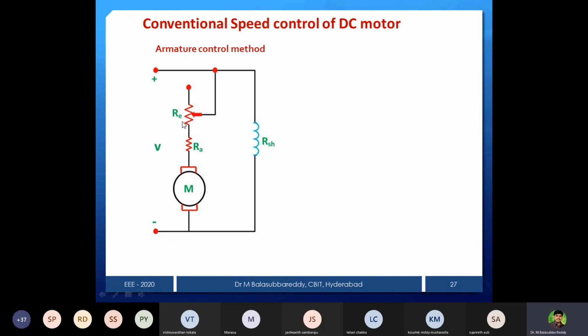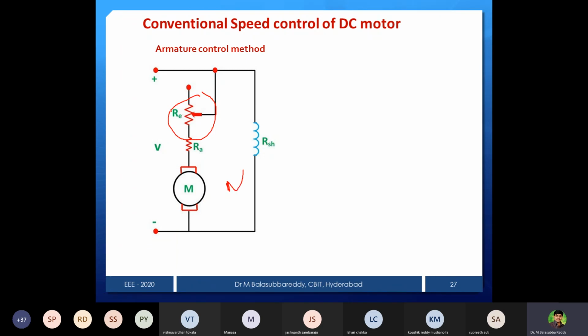Then what will happen? Suppose I add 10 ohms additionally, existing plus 10 ohms. The total resistance will be more. If resistance is more, then automatically a voltage drop will take place at this side. The rest of the voltage only passes through the armature winding. So voltage decreases, speed also decreases. So by controlling here, you can control your speed.